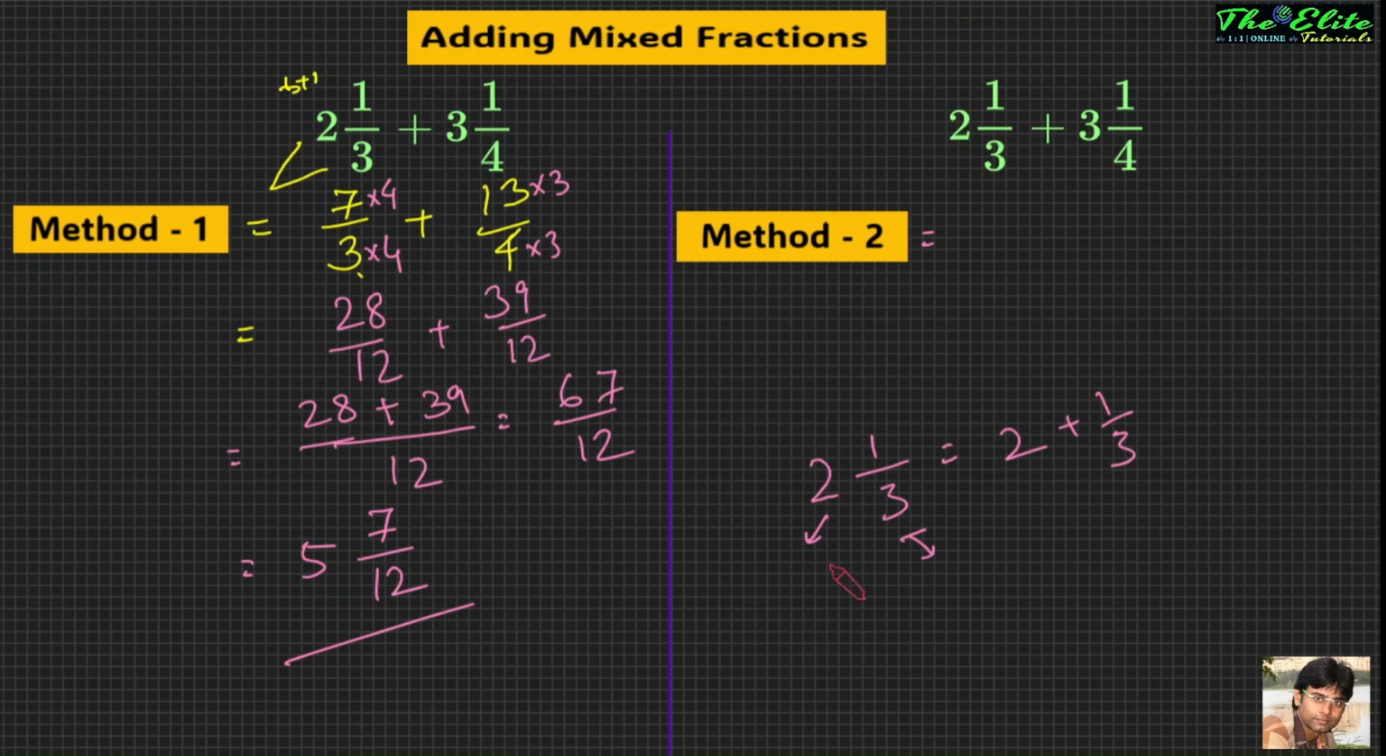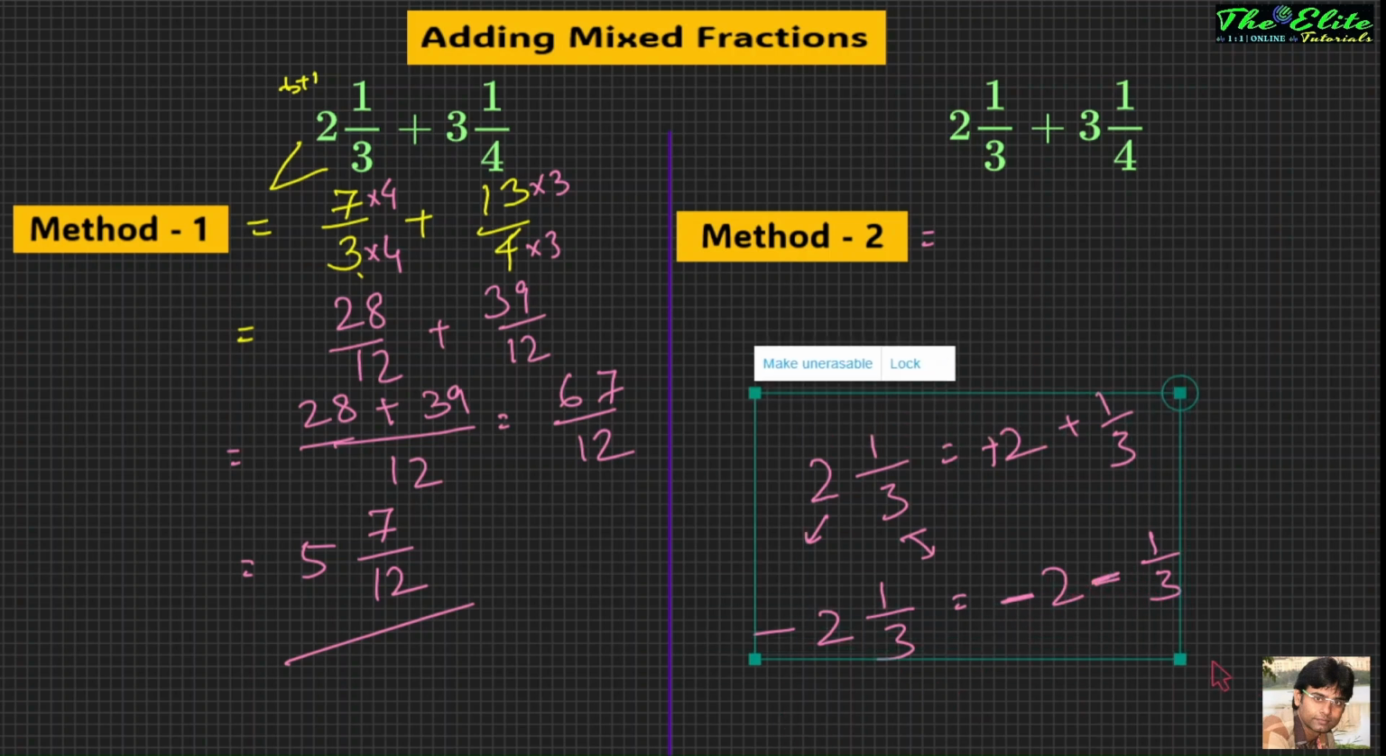So whole part plus fraction part makes this a mixed fraction. We can separate these parts by using a plus sign in between. But if the mixed fraction is a negative mixed fraction, we can still separate the 2 and 1 by 3, but everywhere we have to use this minus sign. Here we used a positive sign everywhere, which we don't write for the first number, but here we used a negative sign. So if you understand this, then it is easy for you.